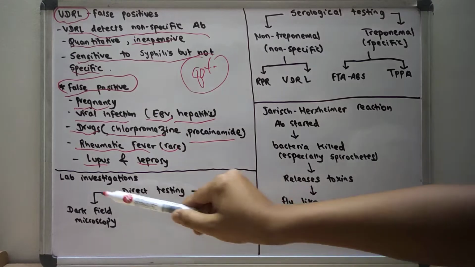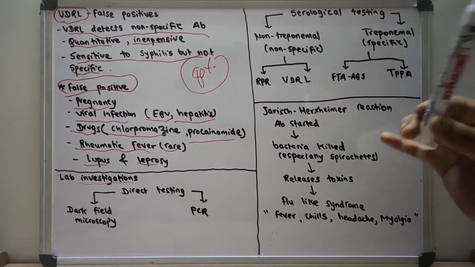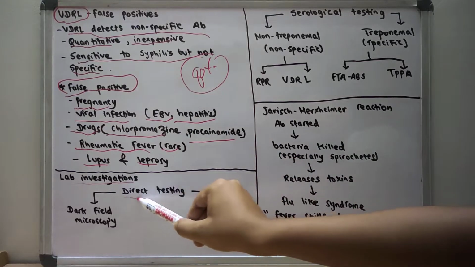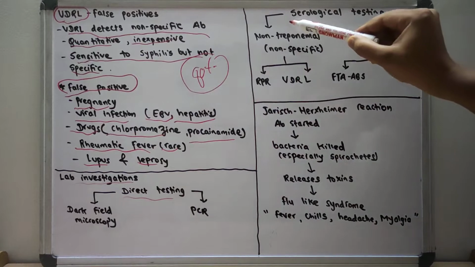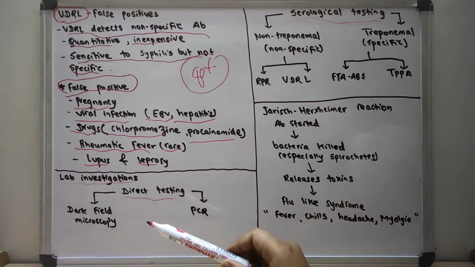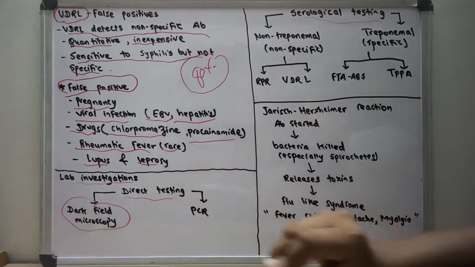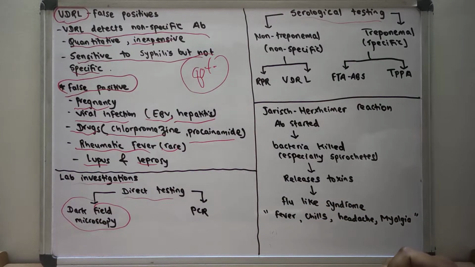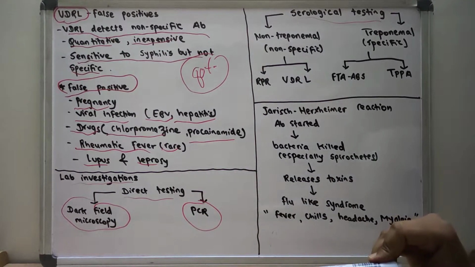Now let us talk about the various lab investigations. The lab investigations for Treponema are divided into two types. One is direct testing and another is serological testing. In direct testing, we can directly visualize the spirochetes by dark field microscopy, and we can also detect them by polymerase chain reaction.